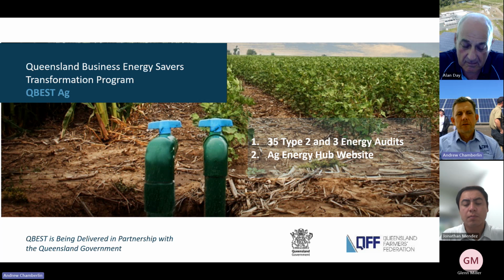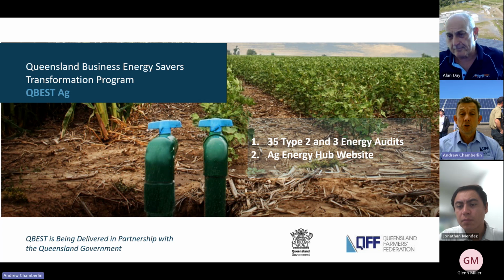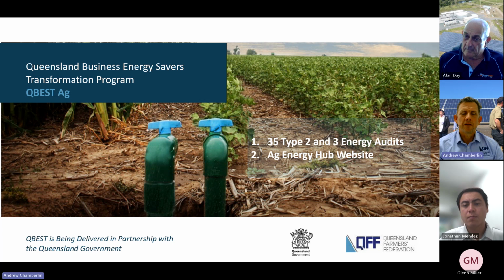QBEST, so Queensland Business Energy Savers Transformation Program. It's a program that we're running here at Queensland Farmers Federation for the Queensland Government. We're doing 35 Type 2 and 3 energy audits on farms throughout Queensland of different sectors and different farm types. And Alan has done a couple of those for us on some farms in North Queensland. We're doing Type 2 and Type 3 energy audits, which are very detailed energy audits, with Type 2 being a whole of farm assessment, and Type 3 energy audits being quite specific system or subsystem audits.